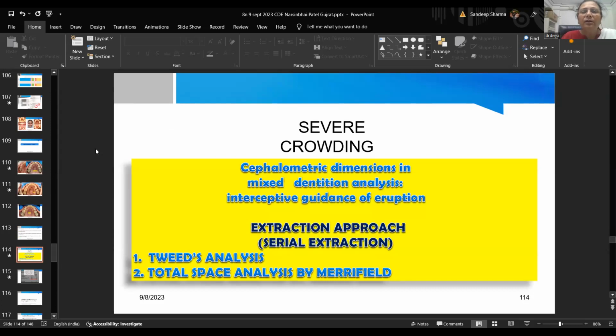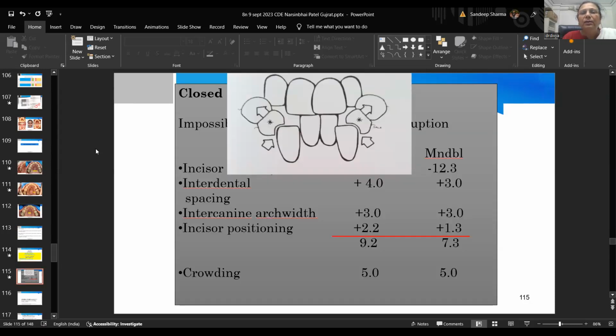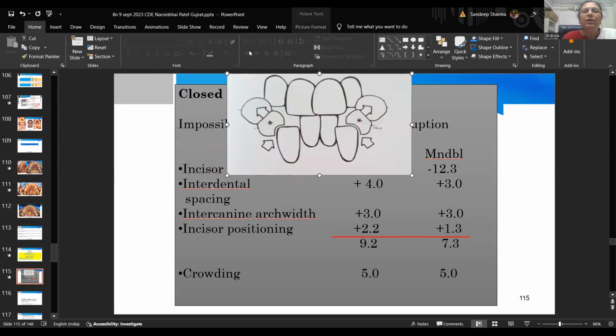Some of the severe crowding. So I have reserved the severe crowding for the long faces only. You might have heard only the cast analysis, that is mixed dentition analysis by cast only, but there are some cephalometric analysis. Nobody practices, but that is good. First is Tweed's analysis and the total space analysis by Merrifield. It is the severe condition where you see these type of things. Here, many times this ideal situation is not done because of the severe crowding.